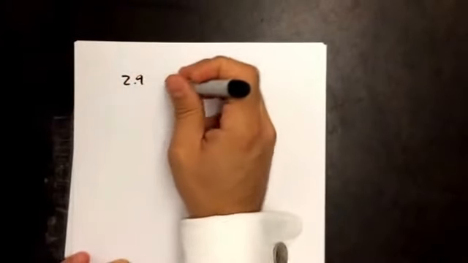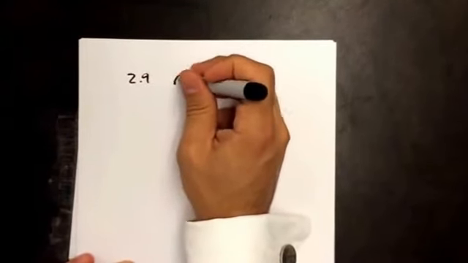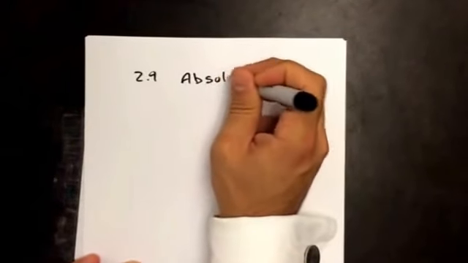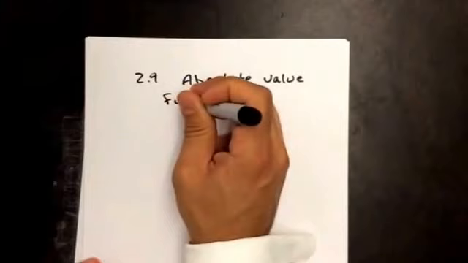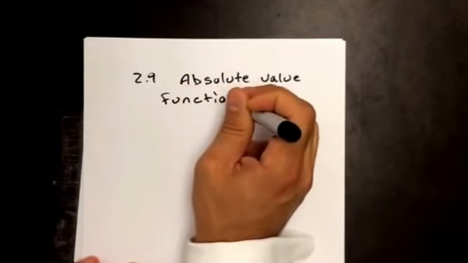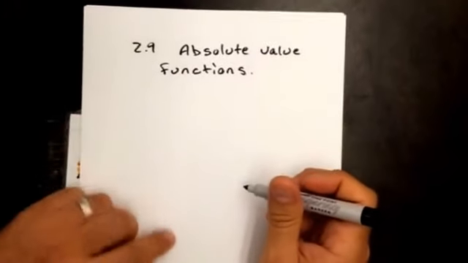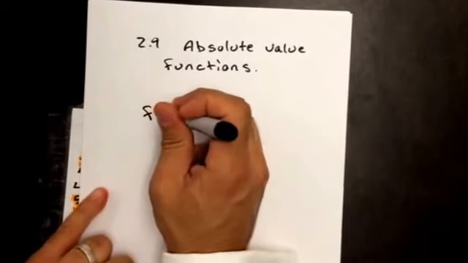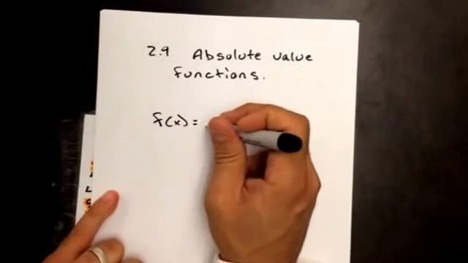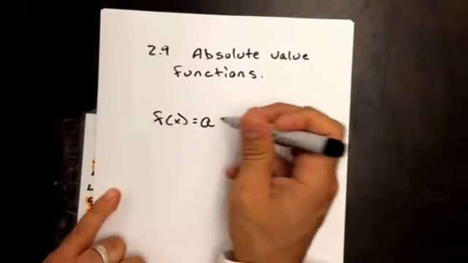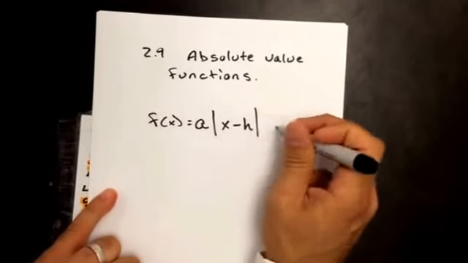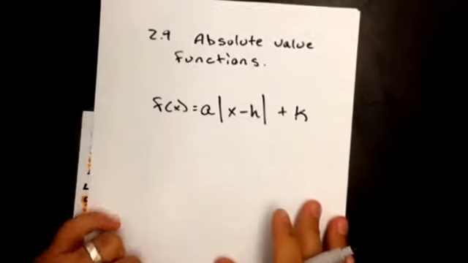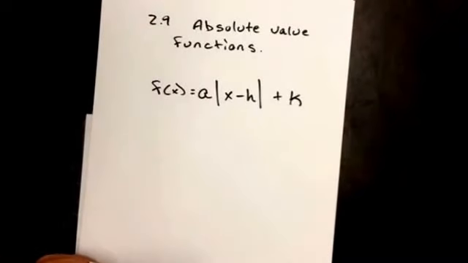Okay, today we're going to talk about 2.9, two variable absolute values, or absolute value functions. We have a lot of stuff that we're going to do in class. What I want you to remember is this: f of x equals a times the absolute value of x minus h, plus k. This is really important. You're going to need to know this, okay?